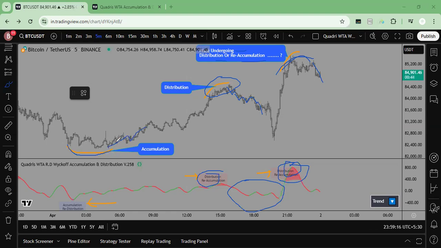So how to assess whether the market is going to go upwards? This was an accumulation that occurred. This was a distribution that occurred. After accumulation, price would go upwards. After distribution, we are expecting price to come downwards. So till the time, what we have seen so far, one, two, three.